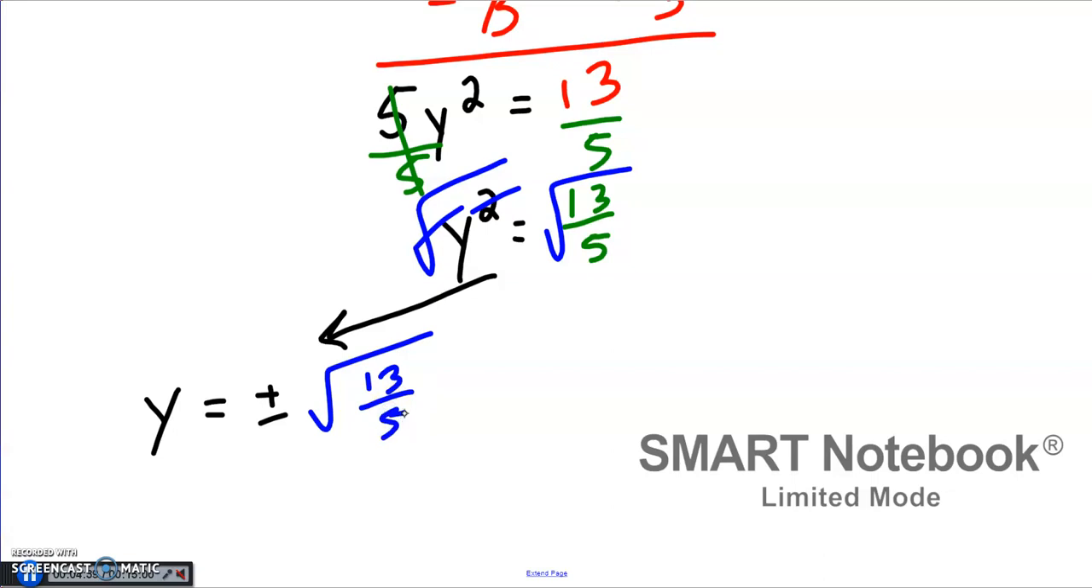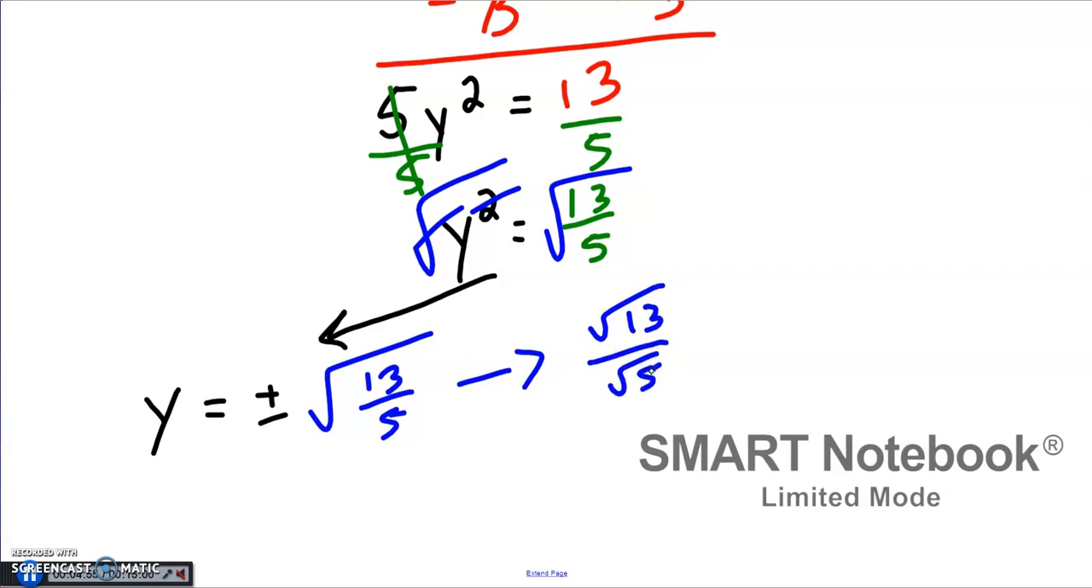Now we need to simplify this fraction. We can't have a radical in the denominator. So I have to now simplify the square root of 13 over 5. So I'm just going to rewrite it. So we get the square root of 13 over the square root of 5.